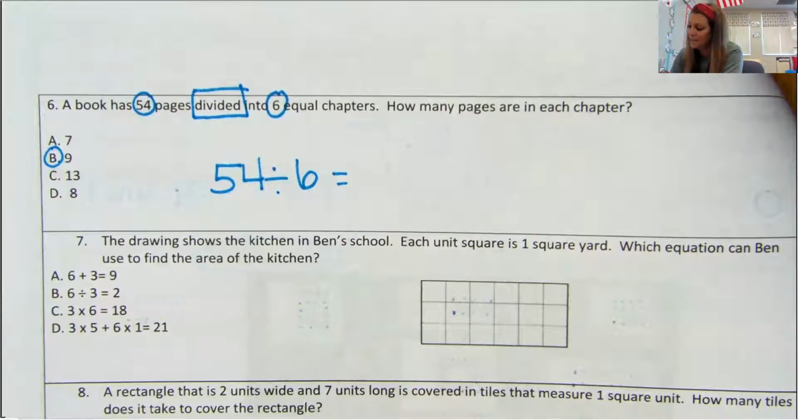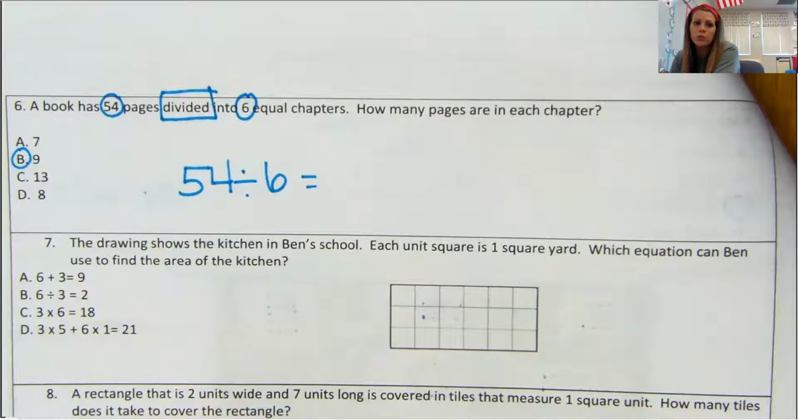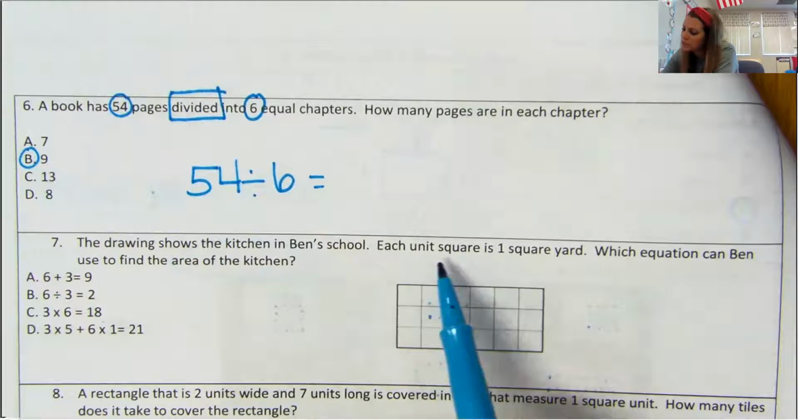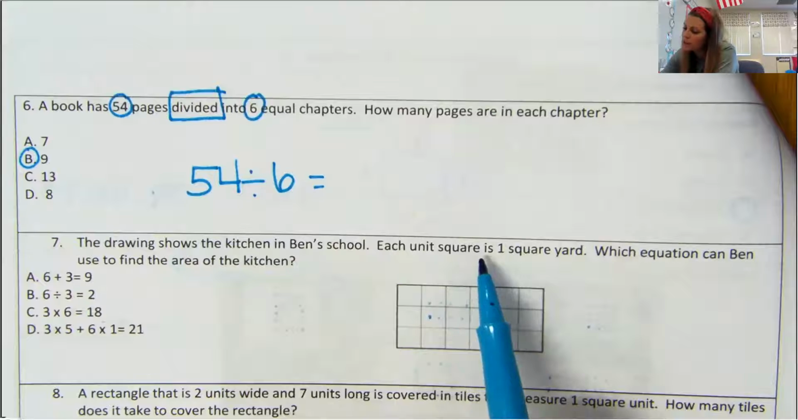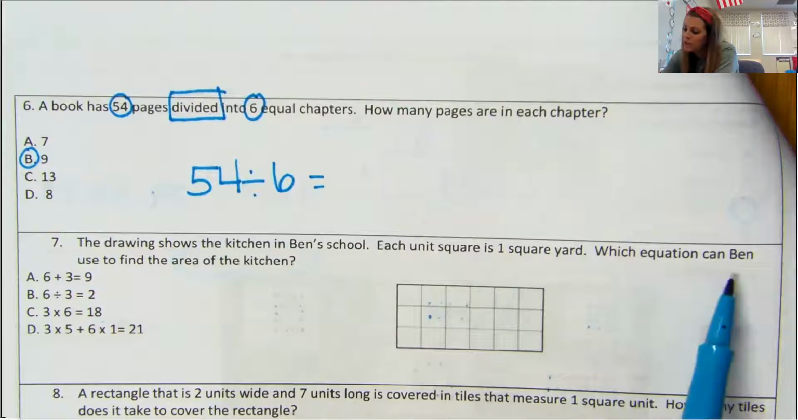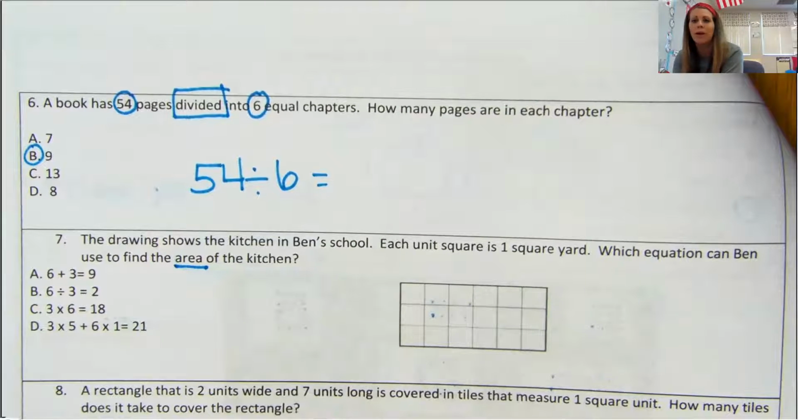All right, number 7. The drawing shows the kitchen in Ben's school. Each unit square is 1 square yard. Which equation can Ben use to find the area of the kitchen? Remember, area. Go ahead and pause the video and push play when you're ready to check your answer.